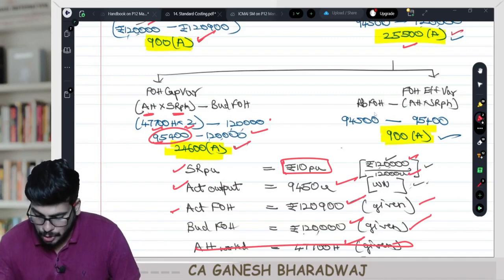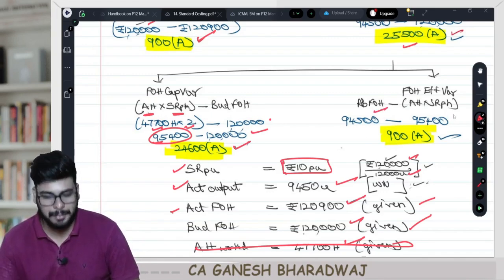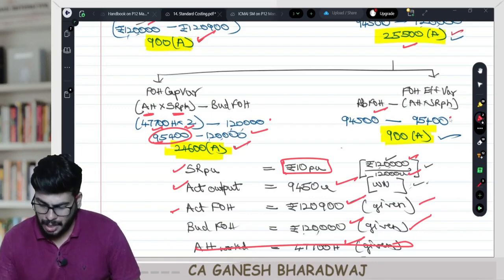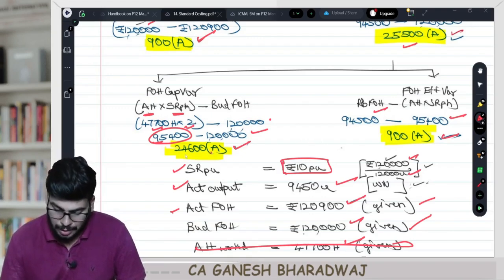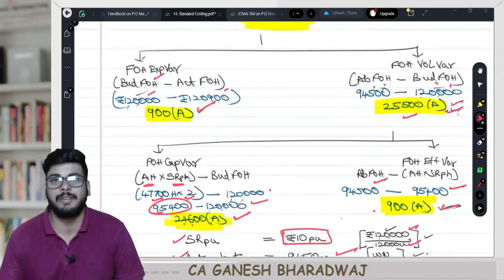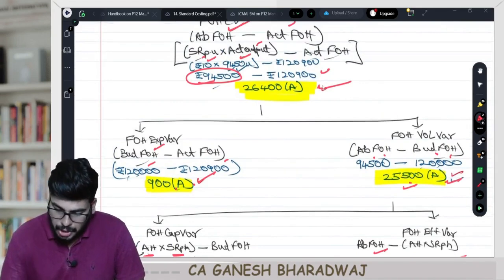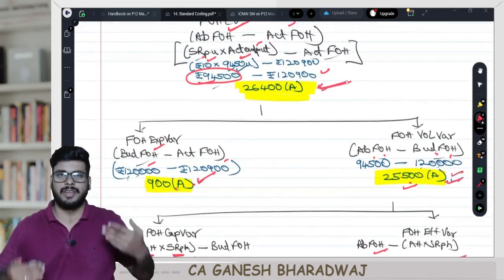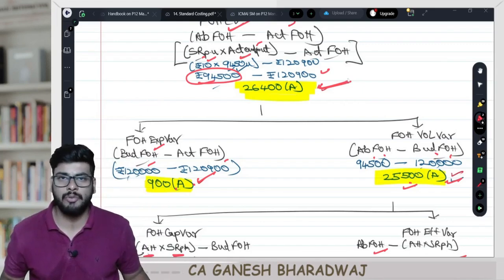And here absorbed overheads is going to be 94,500, and actual hours into standard rate per hour is going to be 95,400. You subtract the two, you get 900 variance, which is adverse. Now you add the two, 24,600 plus 900, you get 25,500 adverse variance. Now you add these two, 900 plus 25,500, you get 26,400 variance. That's all. The entire tree is sorted, and with this we completed the fixed overhead variances.